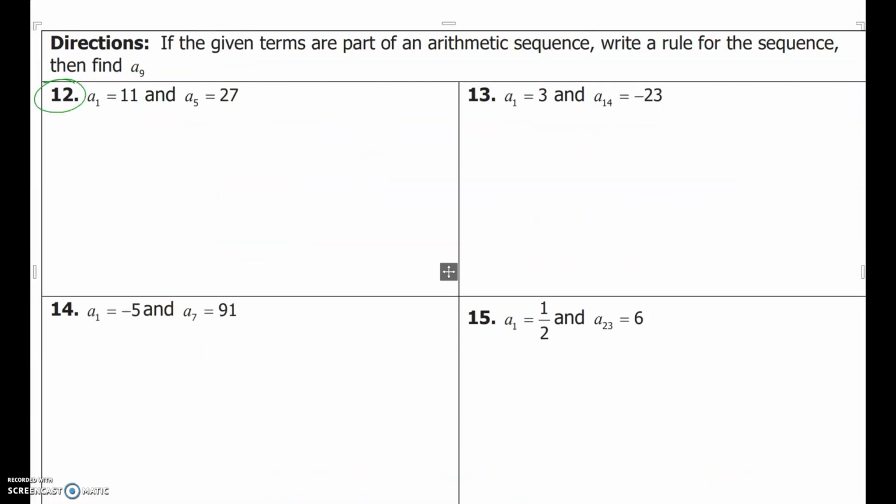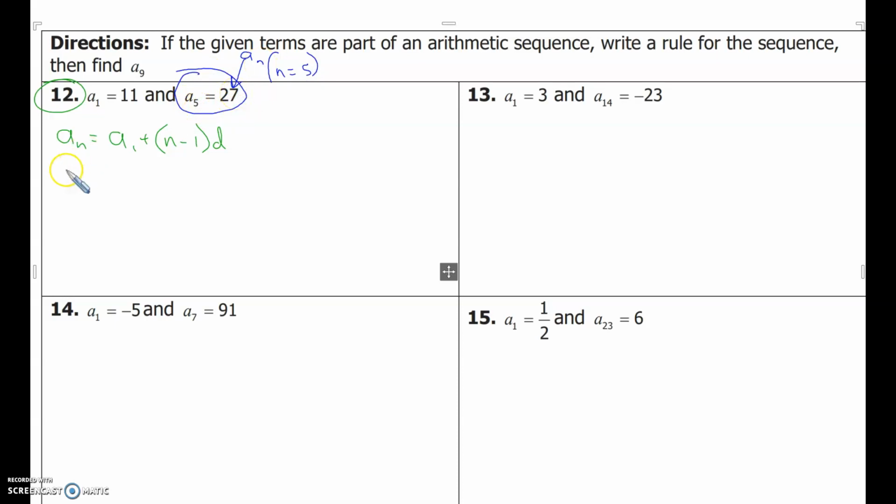If the given terms are part of an arithmetic sequence, write a rule for the sequence, then find a sub 9. To write a rule for the sequence, we need two things. We need a sub 1, got it, and we need D, the common difference. Okay, well, we don't have that yet, so let's find it. We're going to use the formula a sub n equals a sub 1 plus n minus 1 times D. And we're going to use this information right here. Remember what this means. This right here is a sub n when n equals 5, because the fifth term is a sub 27, or the fifth term is 27.